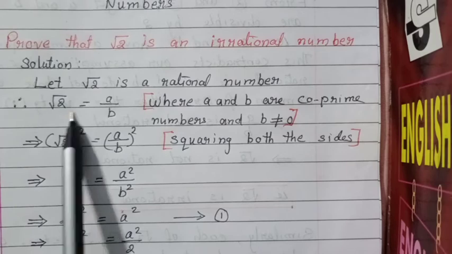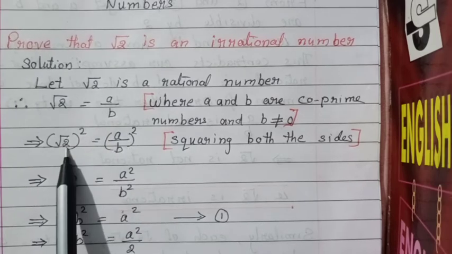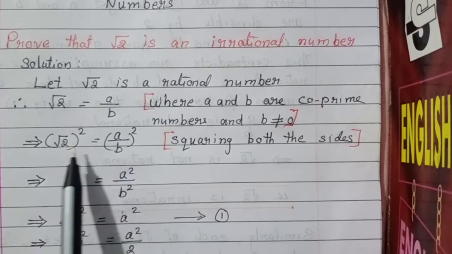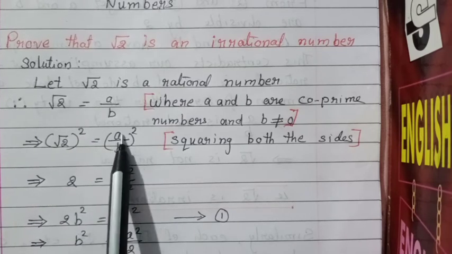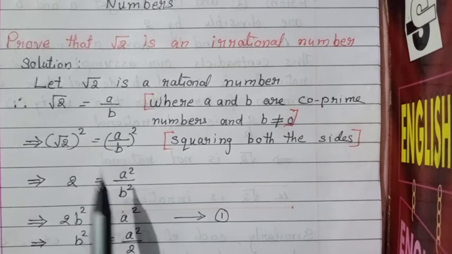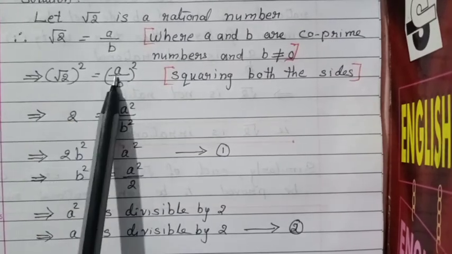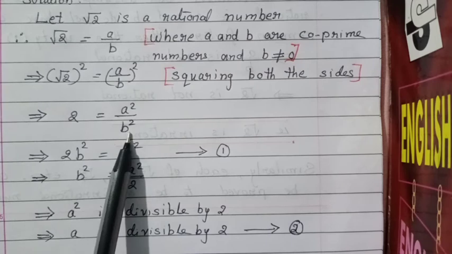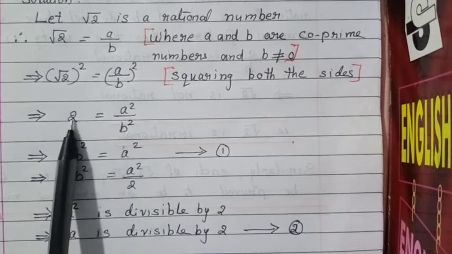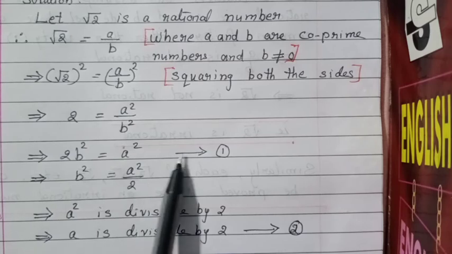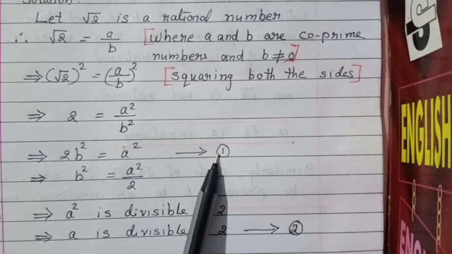Next step, root 2 equal to a by b, as written. Next, we square both sides of this equation. So root 2 all squared is equal to a by b all squared. Root 2 squared is 2, and a by b all squared is a square by b square. Then by cross multiplication, 2b square equal to a square. That is equation number 1.